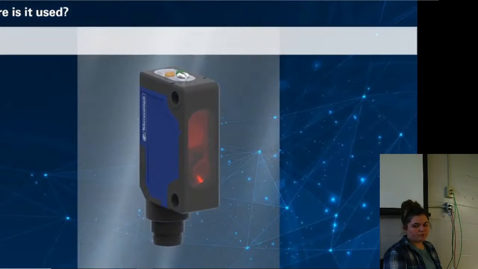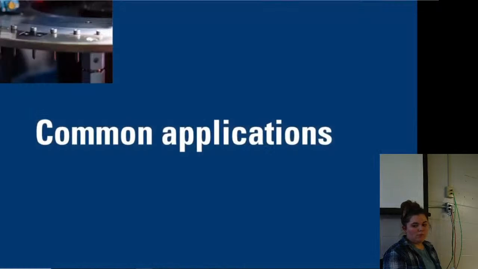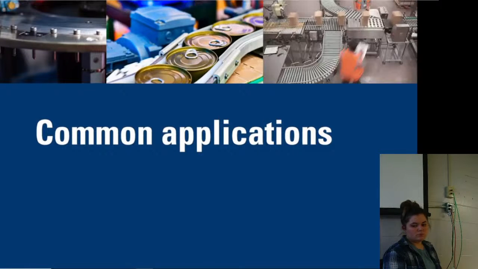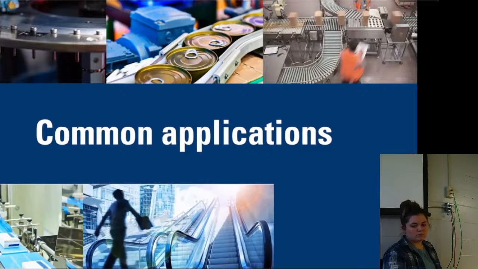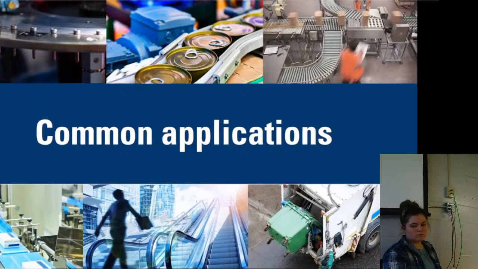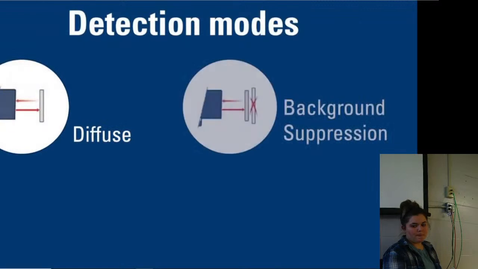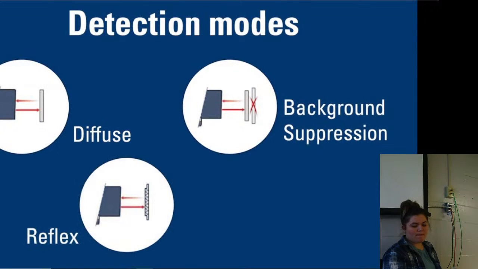Photoelectric sensors have a wide range of applications to detect presence or absence of objects, parts, people. They are commonly used in assembly lines, food and beverage processing, material handling, packaging, access control, mobile equipment. There are 4 detection modes: diffuse, background suppression, reflex, through beam.